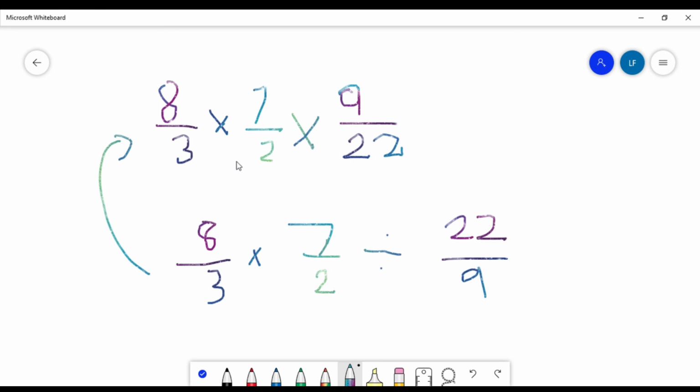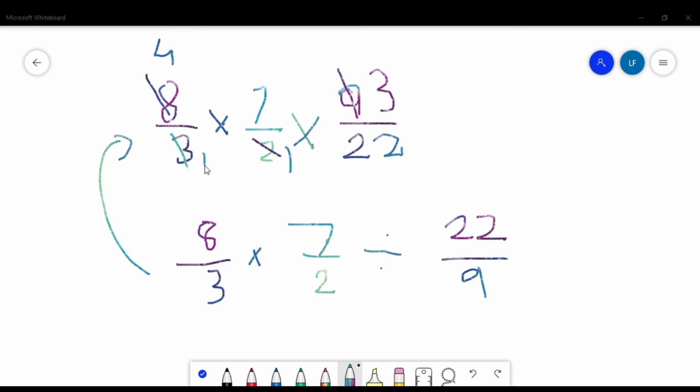Then what do we do? We just multiply. So we just try to cancel each other out. So 3 and 9, this becomes 3. And then 2 and 8 will become 4 and 1. 1 and 1 here.